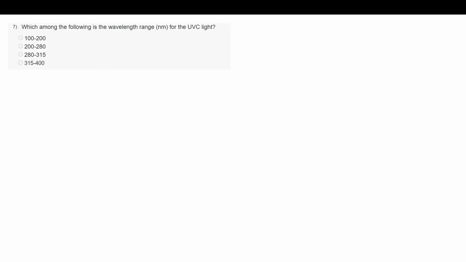Which among the following is the wavelength range for UVC light? UV can further be divided into three categories depending on the wavelength and their energy or destruction ability. So it is A, B, C. And for C, the wavelength range is 200 to 280 nanometers, right?